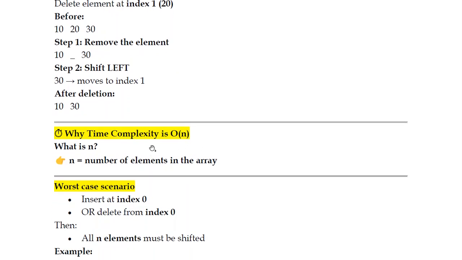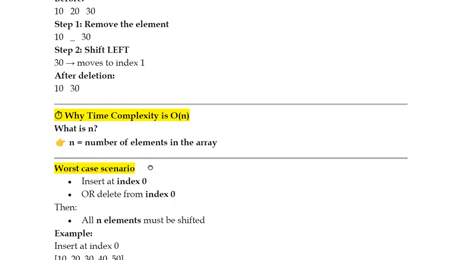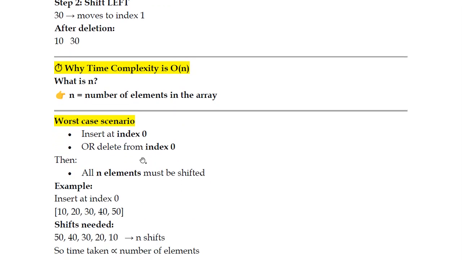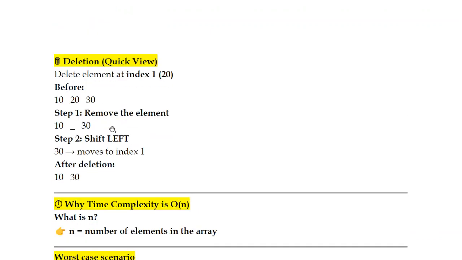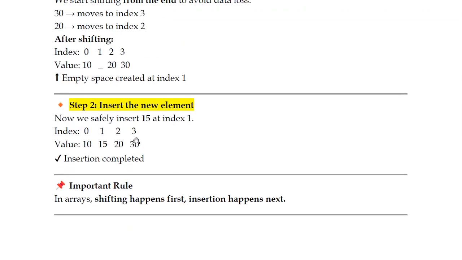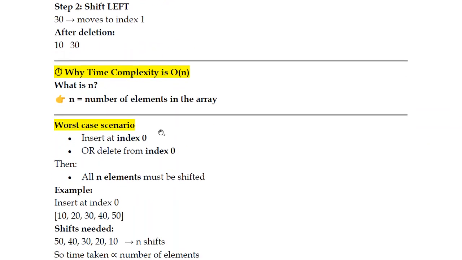So the time complexity is big O of n. Why are we saying insertion and deletion are difficult? Because of big O of n, where n is the number of elements in the array. Worst case scenario, assume we insert at index 0. What will happen? 30 will move to the right, 20 will move to the right, 15 moves to the right, 10 will move to the right. So this much time it will take. How many elements are here? That much time is possible. That is what we are telling, big O of n.